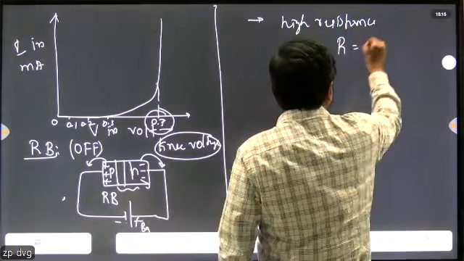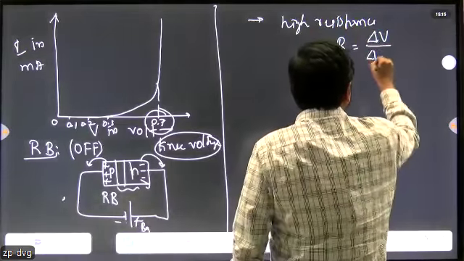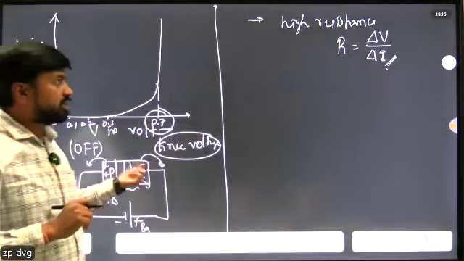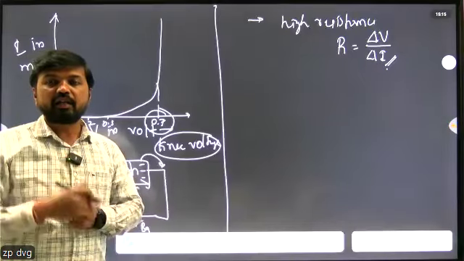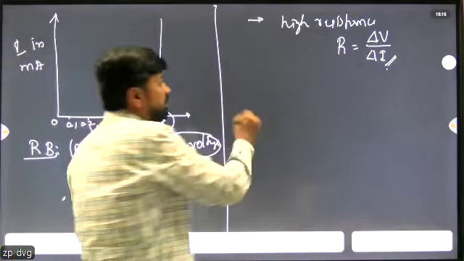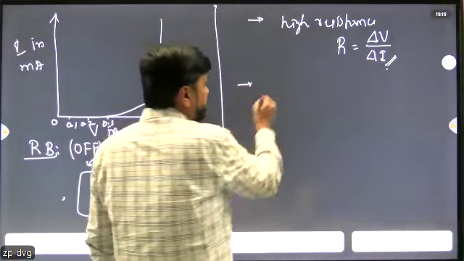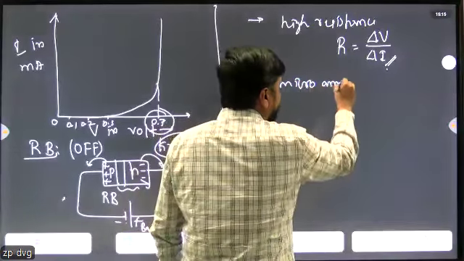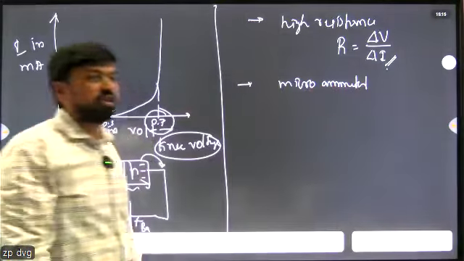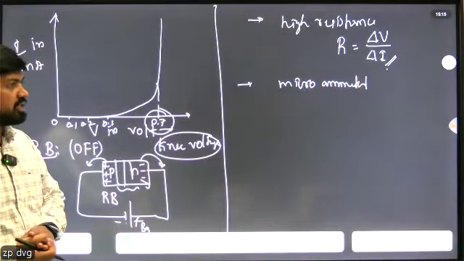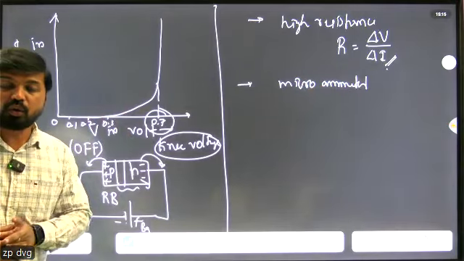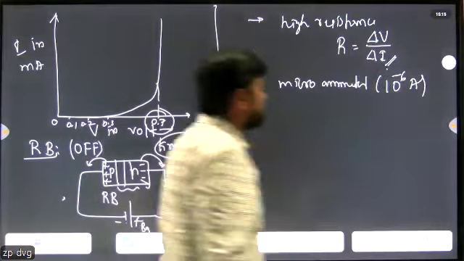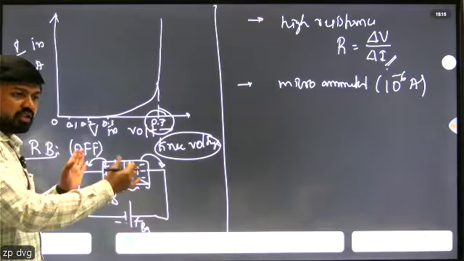Here resistance R is equal to delta V by delta I. Resistance offered by the PN junction diode in which bias? Reverse bias. Here R is equal to delta V by delta I. Also, in reverse bias the current is about microampere. In forward bias, we get current in terms of milliampere. In reverse bias, we get it in terms of what? Micro. Micro means what? 10 power minus 6 ampere. And also, the size of the depletion region increases.